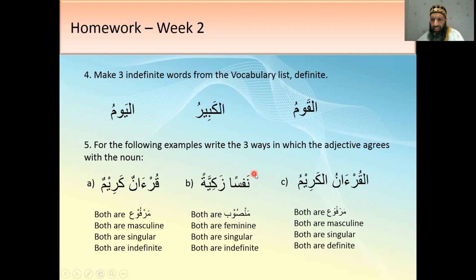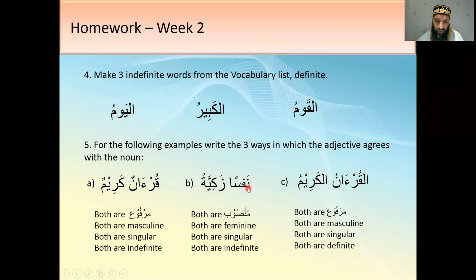So you add al to nouns. If anything in Arabic, I know there might be some words that are adjectives, but in Arabic they're considered nouns if they have tanween, if they have double ending. They're considered as nouns in Arabic, ism.